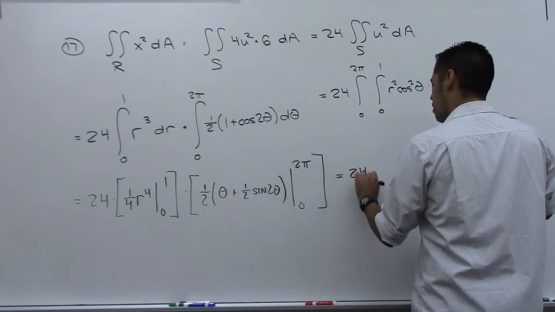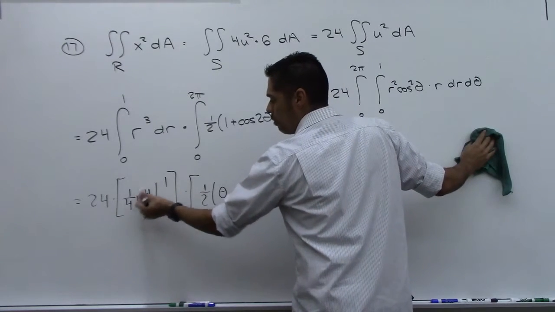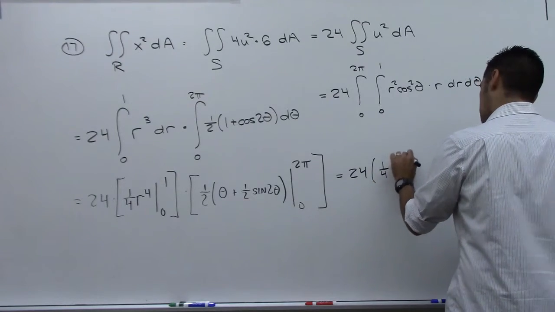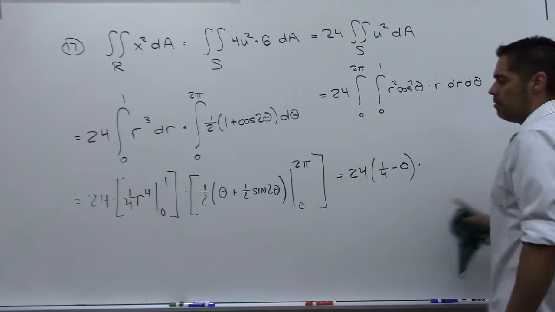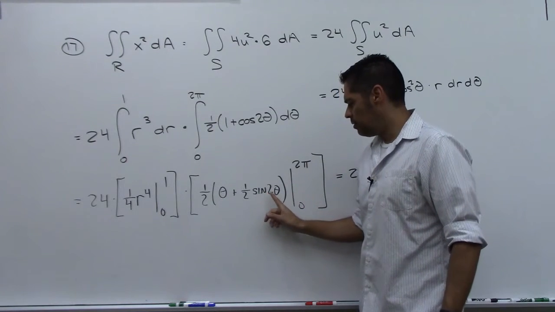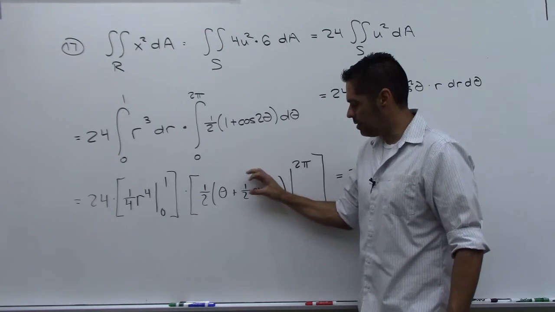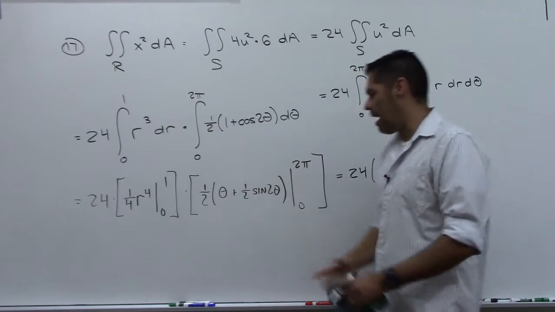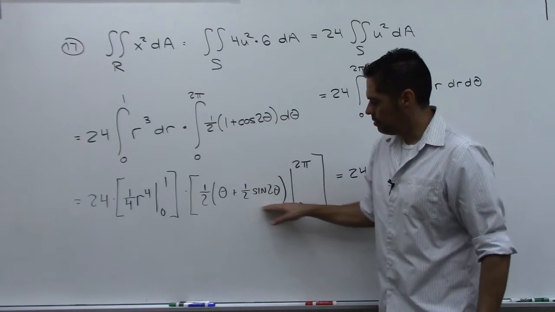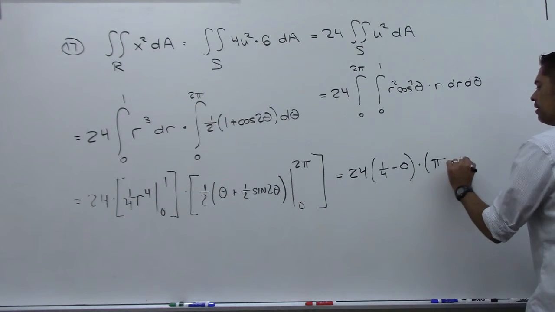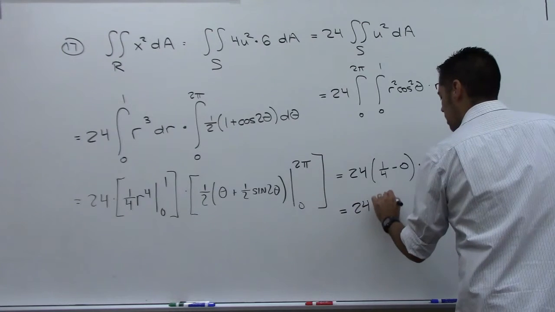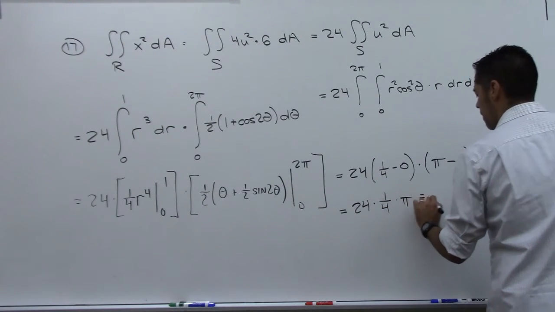Okay, when I plug in 1 here, I get 1/4. When I plug in 0, I get 0. So I'm just going to have 1/4 minus 0. And then the next one, when I plug in 2 pi, let's see what happens. Sine of 2 times 2 pi is sine of 4 pi. Sine of 4 pi is 0, so that whole thing zeroes out. I get 2 pi times 1/2, so that's just pi. And then when I plug in 0, I get zeros here. So everything zeroes out, so minus 0. And so this is 24 times 1/4 times pi, which is 6 pi.